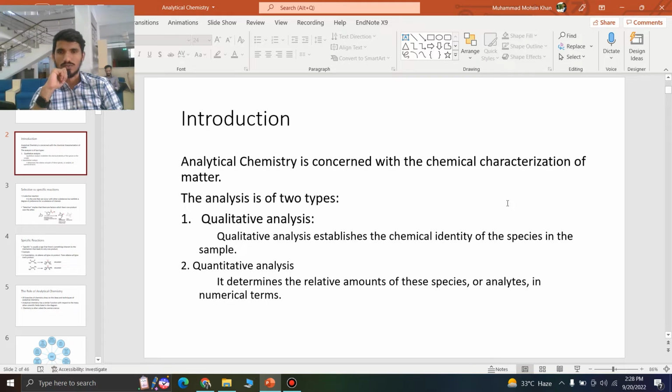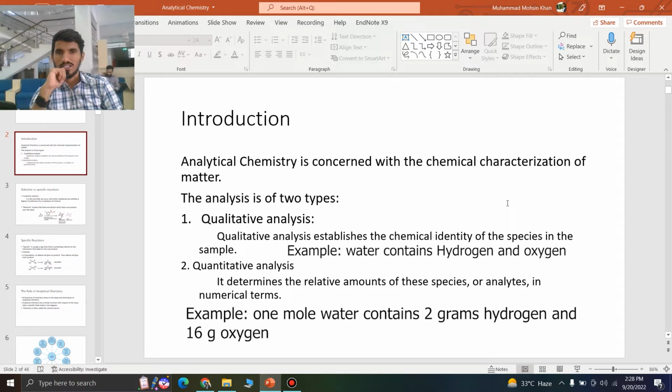So we move on to qualitative and quantitative analysis. Qualitative analysis is establishing the chemical identity of the species. So what do we do in qualitative analysis? We just tell what type of species is present in the sample. For example, if I have an organic compound and I perform some analytical experiments on it, I will be able to know what elements are present in that compound.